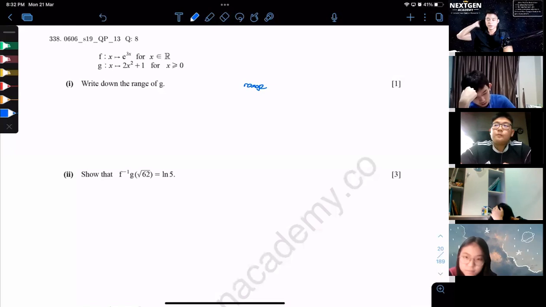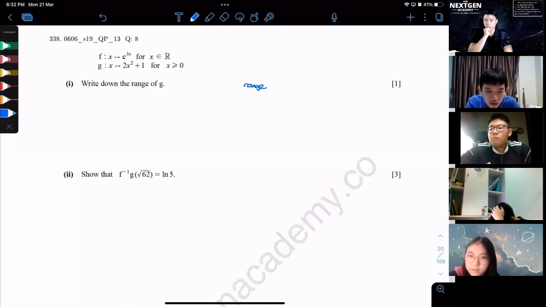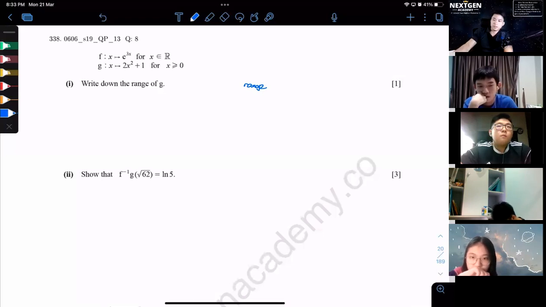Y-axis. Okay, y-axis is what? Range or domain? Okay, Suki say y-axis, right? Okay, what about the y-axis? You are right, it's related to the y. What about the y that we are looking for when we say what is the range of the equation? Any idea? What's the range? Okay. Range is what? The range means your smallest to your biggest. Y.